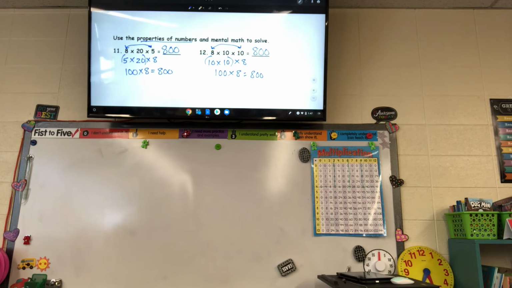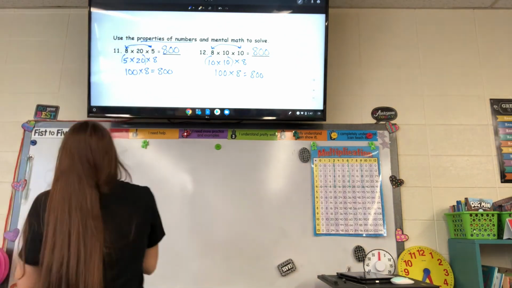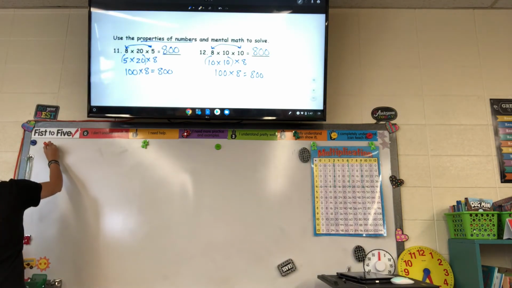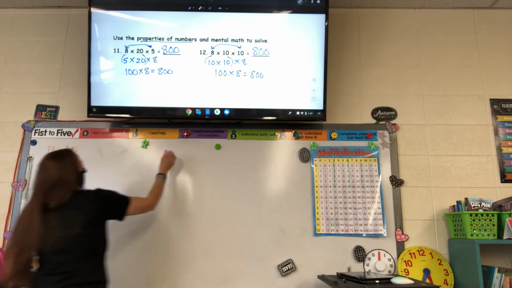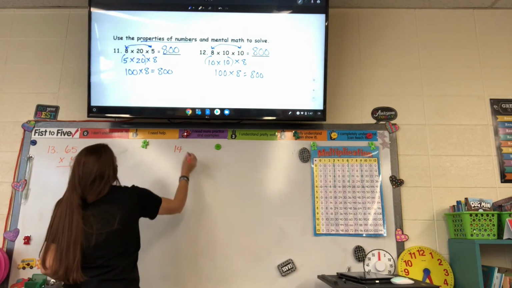All right, so if we look at the back page, it says use any strategy to find the product. So we have 3 multiplication problems to do. Number 13 is 65 times 4. Number 14 is what?